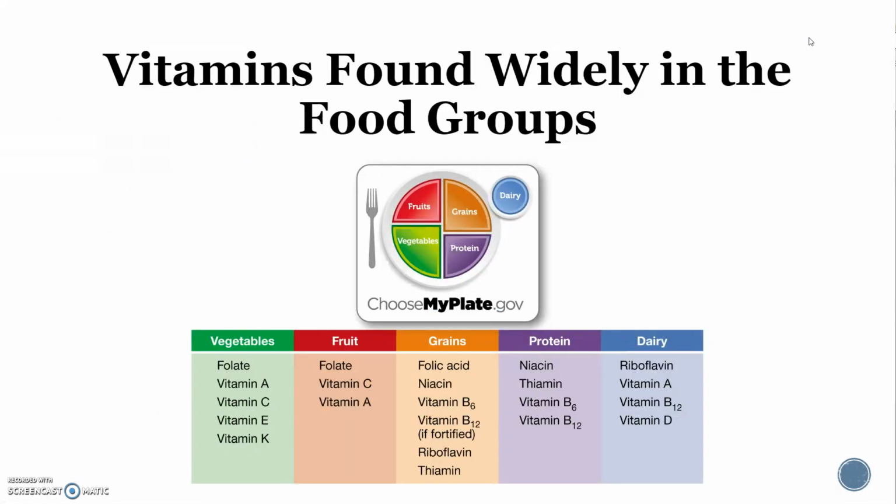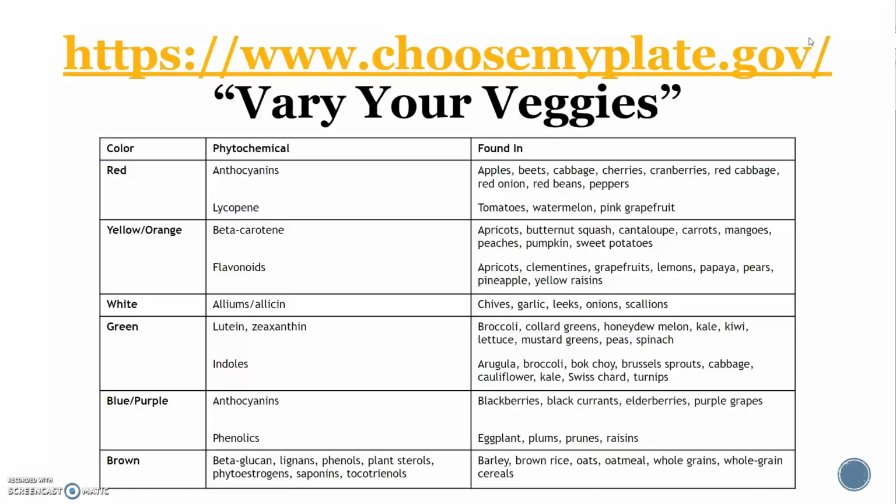Alrighty, moving on to our micronutrient section. So vitamins and minerals are our micronutrients. And one of my favorite tips that we can learn about vitamins and minerals is a slogan that comes from choosemyplate.gov. They say vary your veggies, and what they're saying is to add variety of color into your plate, because the more color that we have on our plate, the more variety of different phytochemicals, the more variety of vitamins and minerals that we'll have in our diet. So have a colorful plate for a healthy plate.